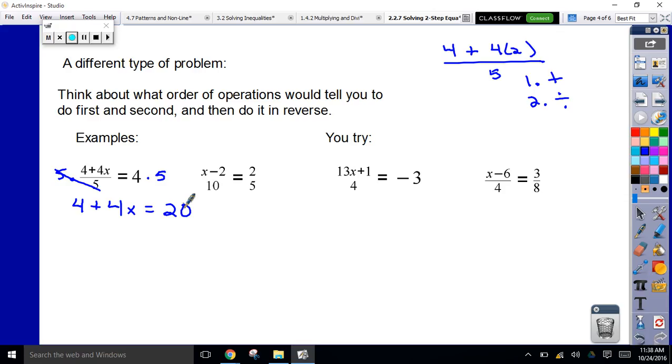So my choices are to get rid of this 4 or to get rid of this 4. Which one should I do first? First one. How do I get rid of it? Good. So I'm going to subtract 4 from both sides. I get 4x equals 16. Now I'm going to undo this multiplication. So I'm going to divide both sides by 4, and x equals 4.